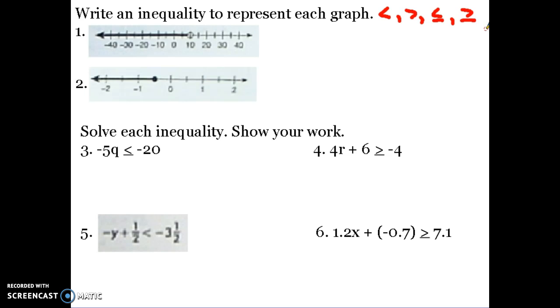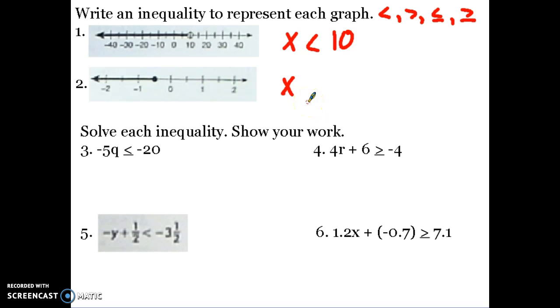So for number 1, I have an open circle on 10. An open circle means you're either going to use less than or you're going to use greater than. I'm shading everything to the left of 10, so that means that x is less than 10.